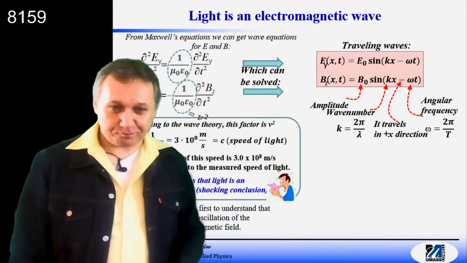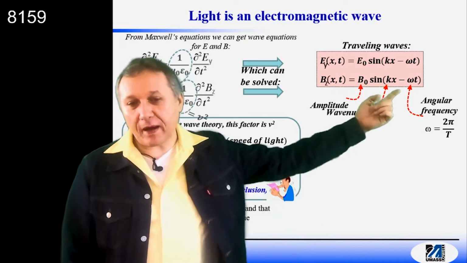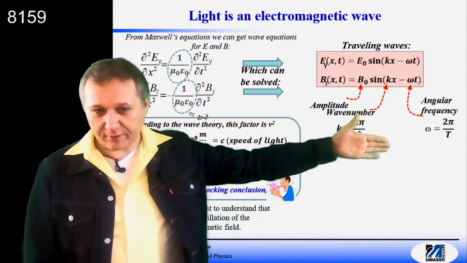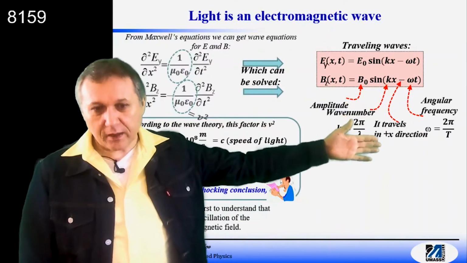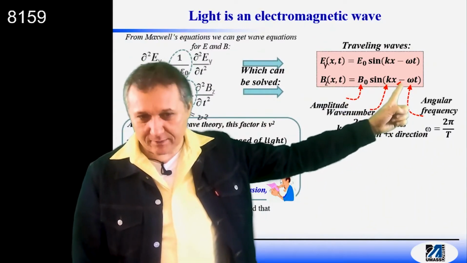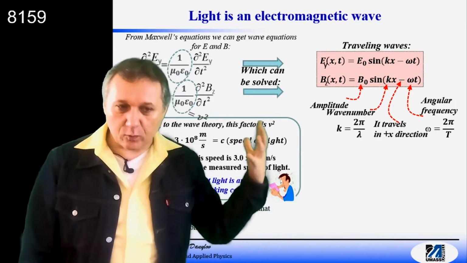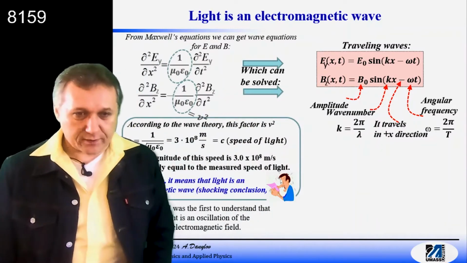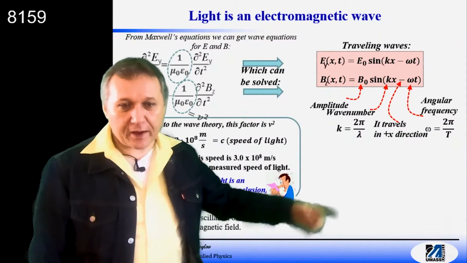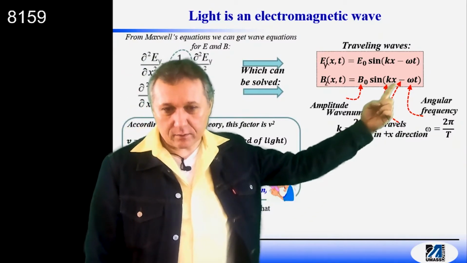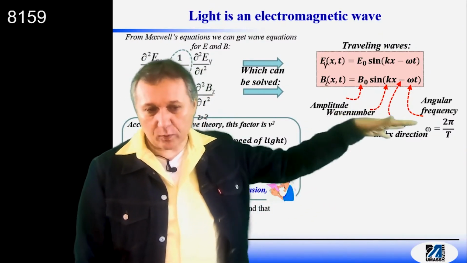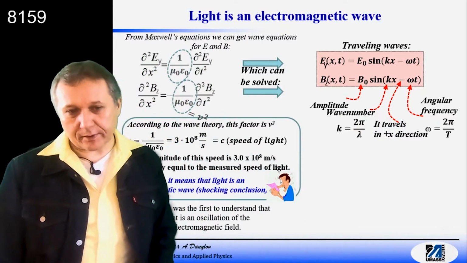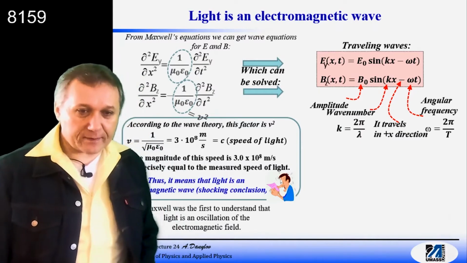Then, of course, the minus means that this particular wave propagates in the positive x direction. If we had a plus here, it would mean that the wave propagated in the negative x direction. If we had, let's say, z over here, it would mean that the wave propagated in the z direction. Okay, then what's next?